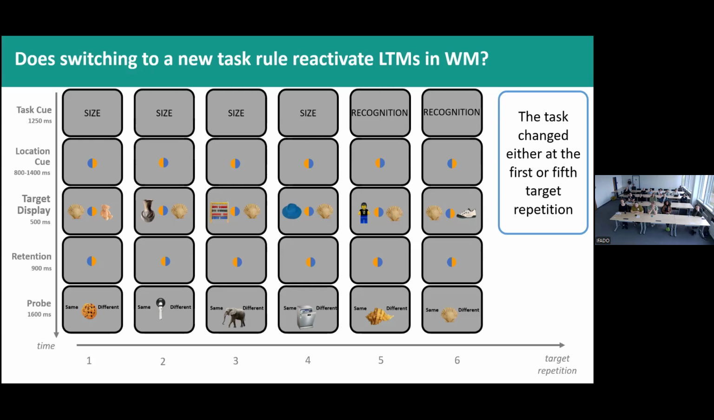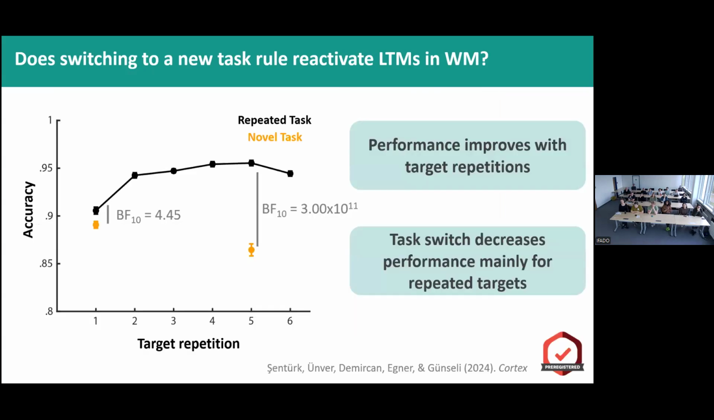And here, the 5th time that they see this item, but they get a new task, allowed us to test the effects of doing something new, a new task rule, while the item has been repeated. So the item should be in long-term memory, but the task rule is new. What happens in that case? And again, we looked at the CDA before the actual task, during this retention interval.